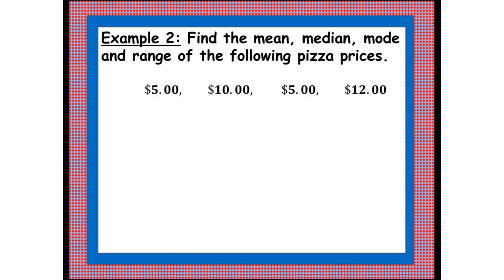Okay, here is another set. Okay. So on this set, the first thing you need to do is put the numbers in order. Now, when I write them, I'm not going to include dollar signs, and I'm not even going to write the numbers after the decimal point because all of them are zeros. So I have 5, 5, 10, and 12.